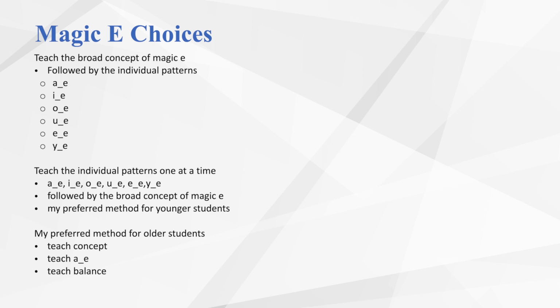With younger children, I teach the individual patterns and then wrap up by reviewing the concept. With older children, I teach the concept and then introduce the individual patterns. With older children, I can usually teach the concept, then introduce the A-E card. Once they understand these two items, I can introduce all or many of the remaining patterns together.